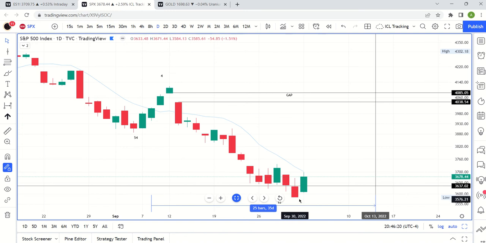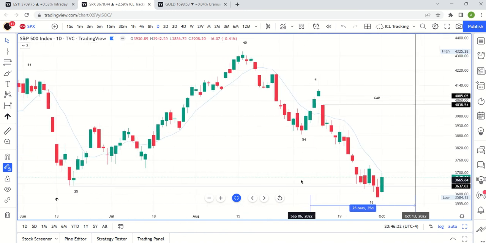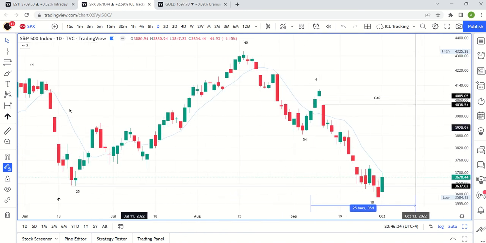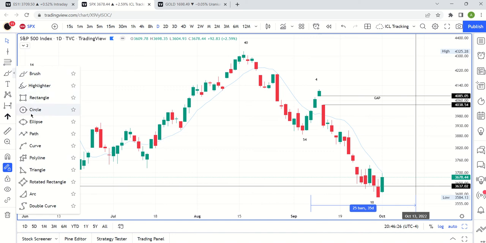And then look what happened. We made a lower low. So you've got to be aware of this idea of lower highs. Super, super important. So I'll draw this out.